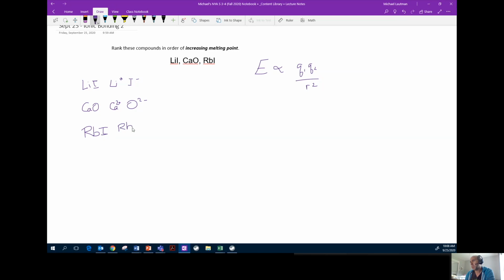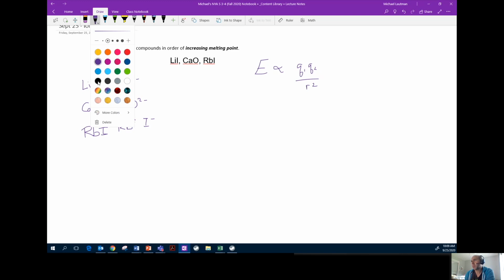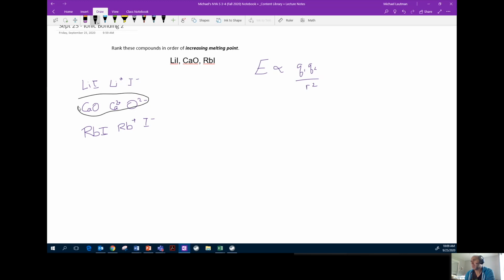So that's Rb+ and I-. In general, the product of the charges is the more significant factor. So that means that calcium oxide has the largest product of the charges, right? For this one here, Q1 times Q2 is equal to -4. So that's the biggest. So this one will probably be the highest lattice energy, most likely.